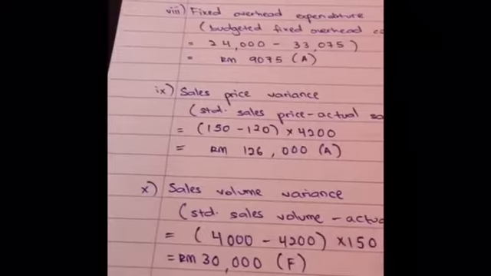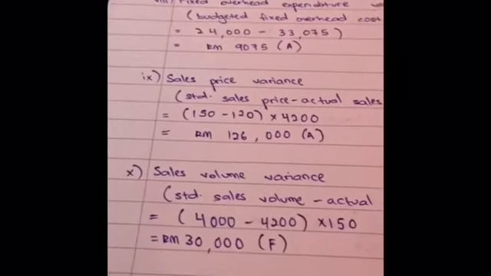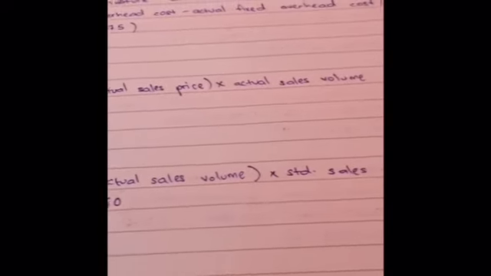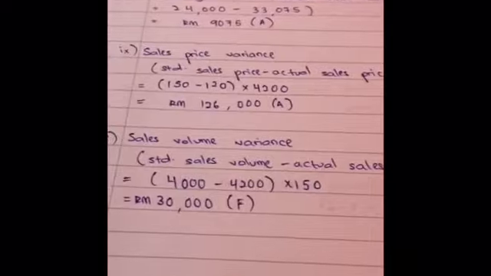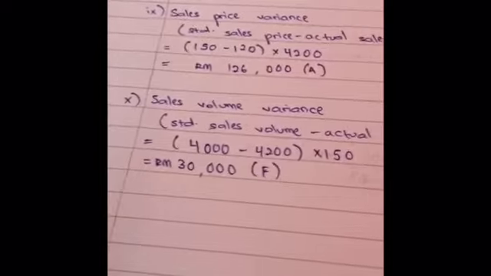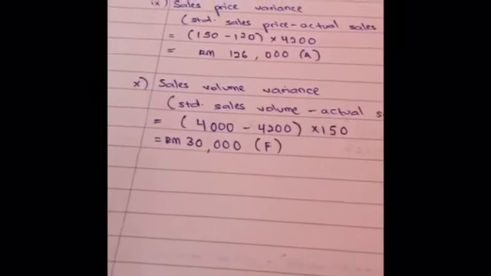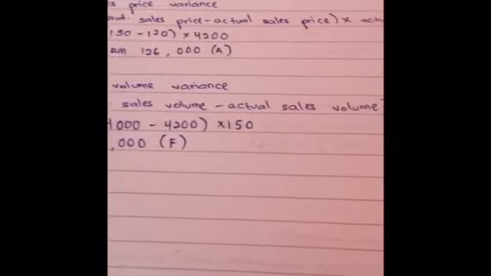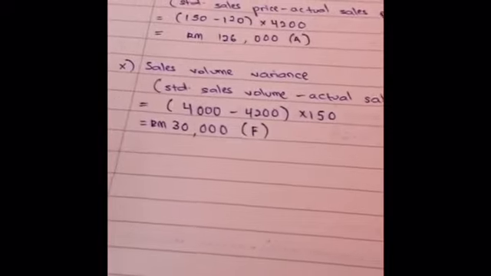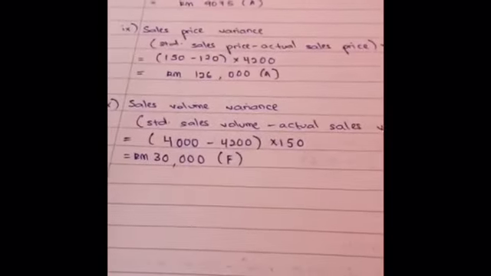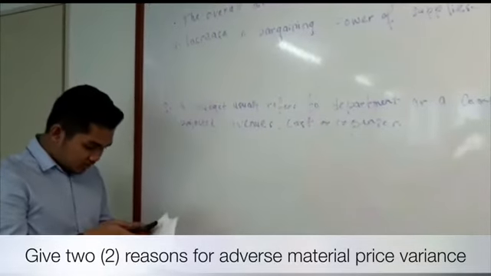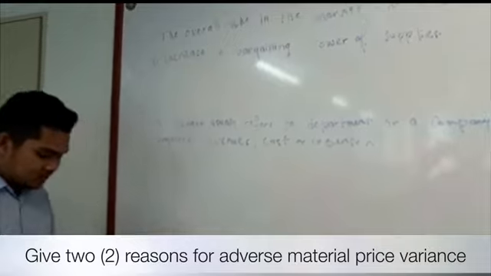Question number 9 is sales price variance. The formula is standard sales price minus actual sales price times actual sales volume. The answer is 126,000 adverse. Question number 10, sales volume variance. The formula is standard sales volume minus actual sales volume times standard sales price. The answer is around 30,000 ringgit favorable.